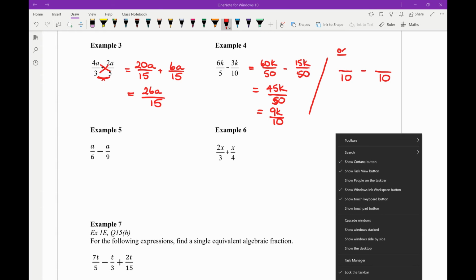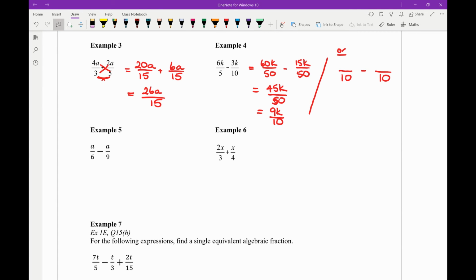Okay, so that means that this second fraction already had a 10 there. So I actually don't need to change it at all. It can stay as a 3k. And the first fraction, I've gone from a 5 to a 10. I've times that by 2. So I times the top by 2. 6 times 2 is 12k.